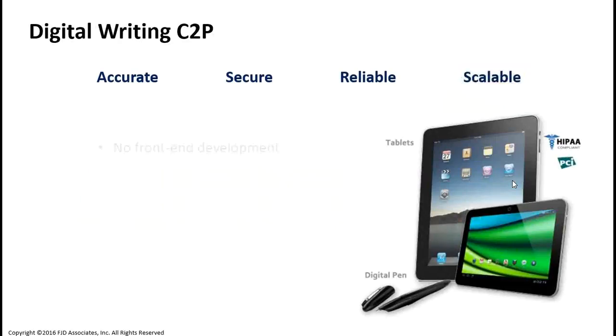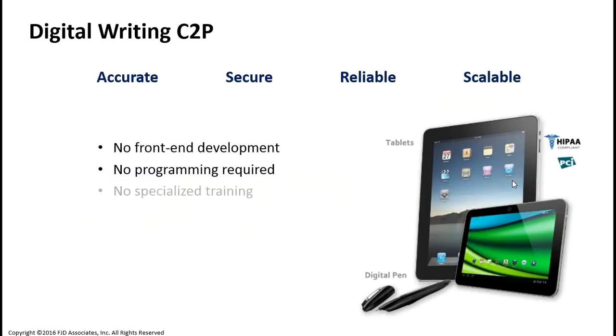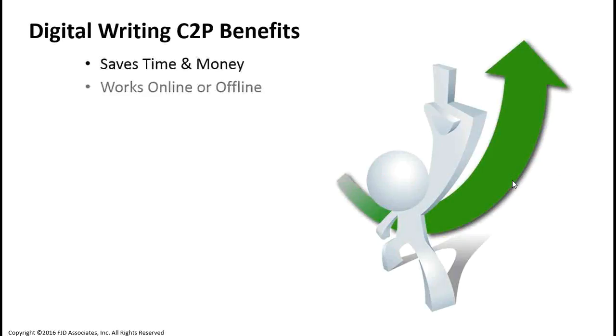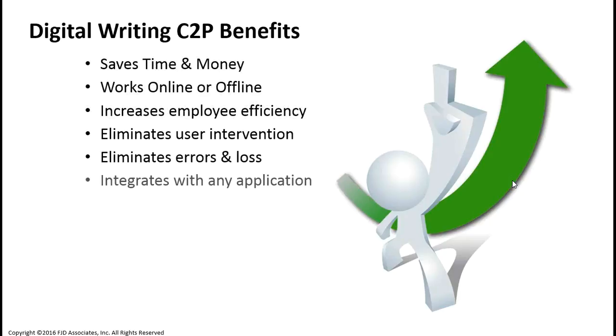So digital writing is accurate, secure, reliable, and scalable. As you saw, there's no front-end programming, no front-end development, and really no specialized training in order to let you and your employees use it and become efficient. You get to use every single document or process you have today or tomorrow and create a true, dynamic, intelligent mobile solution. The benefits: digital writing saves you time and money.